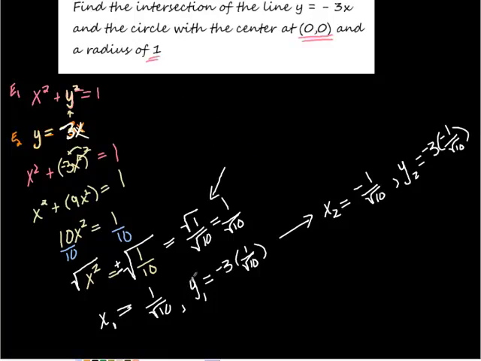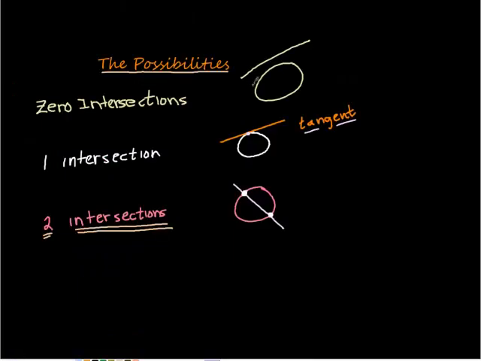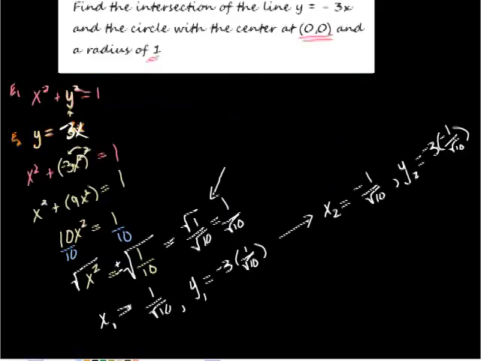So what we did was we found the intersection of a line and a circle. We talked about the possibilities. It's possible that there are no intersections. It also is possible that we have only one intersection, which would be a line tangent to the circle, or that we have two intersections, and that's our case today. Here's how we ground this out.